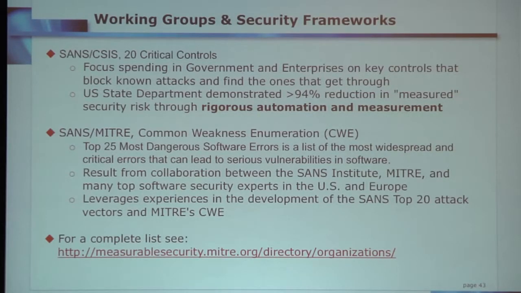Another consensus list that came out as a result of leveraging that experience from the 20 critical controls, and as a result of a partnership between SANS and MITRE, is the top 25 most dangerous software errors. So it's another interesting read and consensus list. You find all of those at the SANS website, and a complete list of all these efforts can be found at measurablesecurity.mitre.org. So I provided the URL there for you.